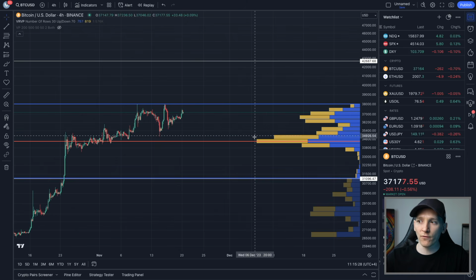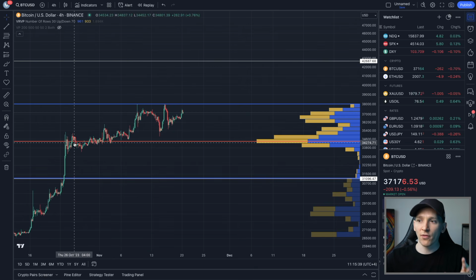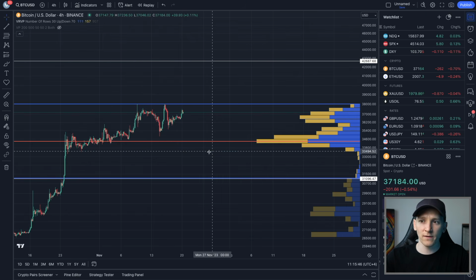So the more the volume, obviously it comes out more. So this is where the most volume has traded. We have this line, which is out first, and the red line right here is called POC, or point of control. This is the line that has traded the most volume. So this price, which is 34,600, is very important.